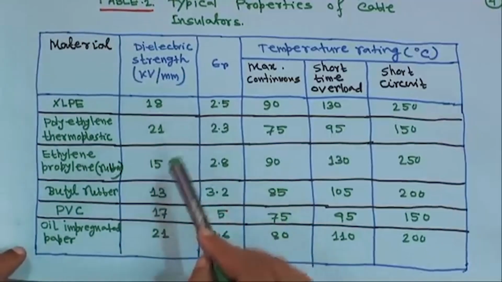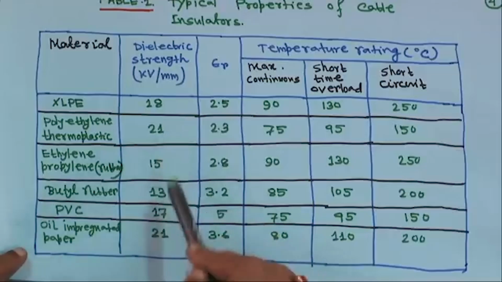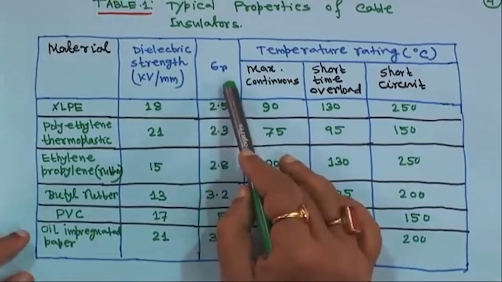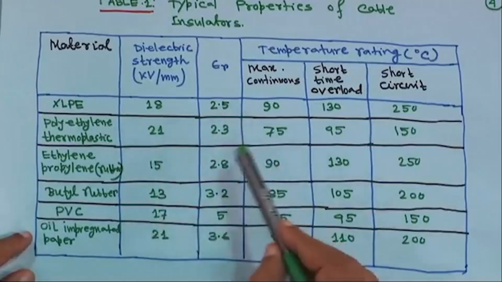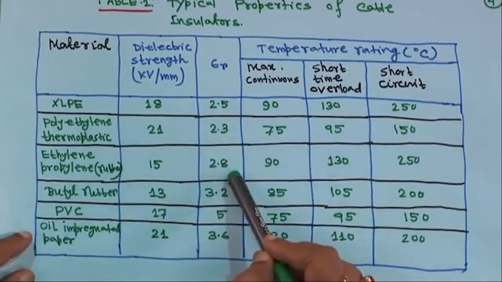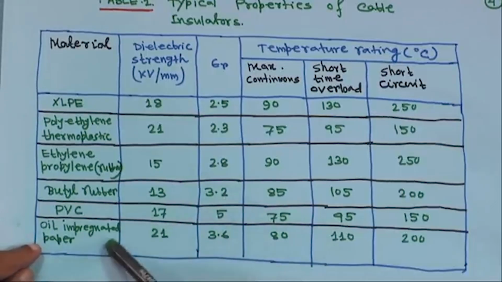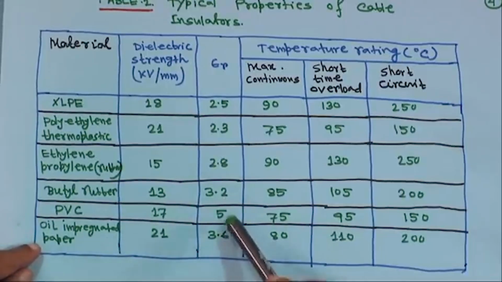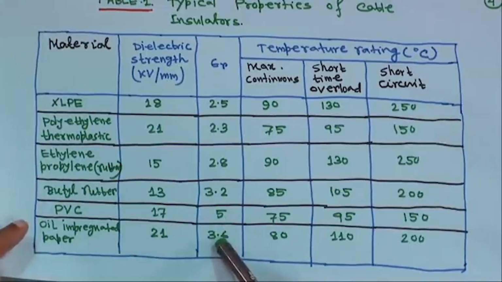Among all these, the maximum dielectric strength is that of polyethylene thermoplastic. Then the permittivity: 2.5, 2.3, XLP is 2.5, then ethylene propylene 2.8, butyl rubber 3.2. PVC is the highest at 5, and oil impregnated paper is 3.6.